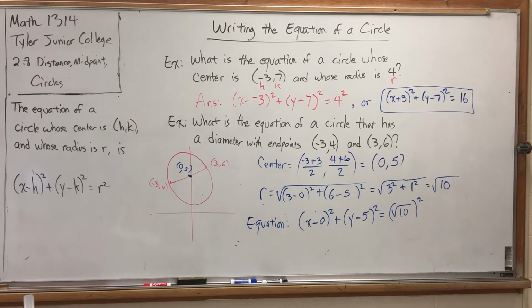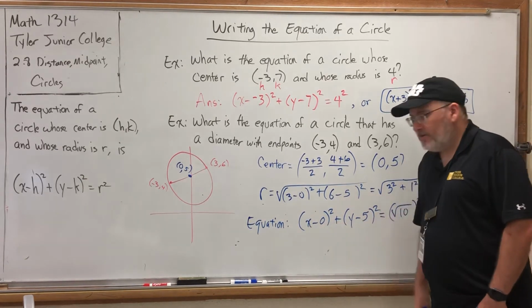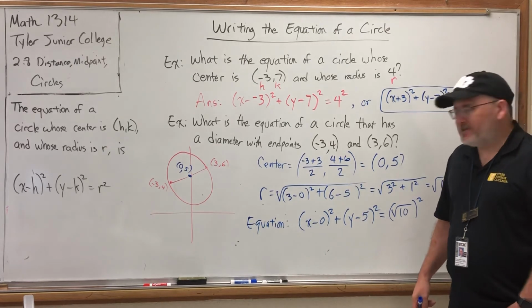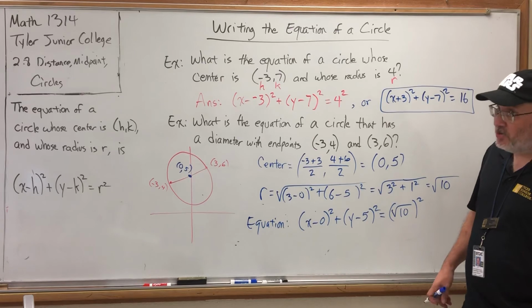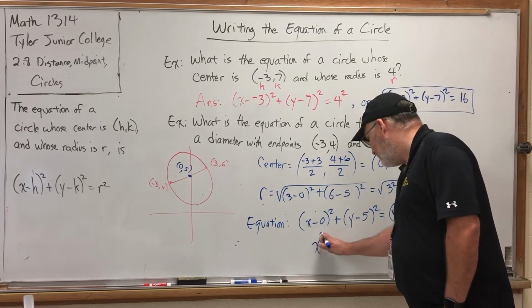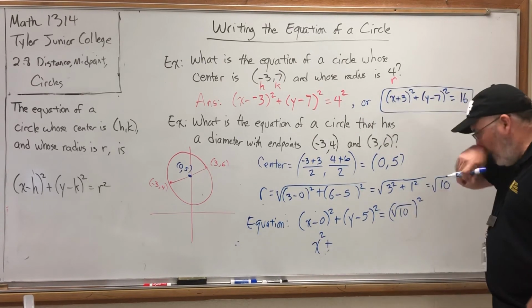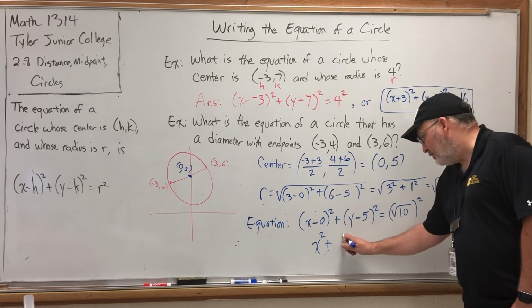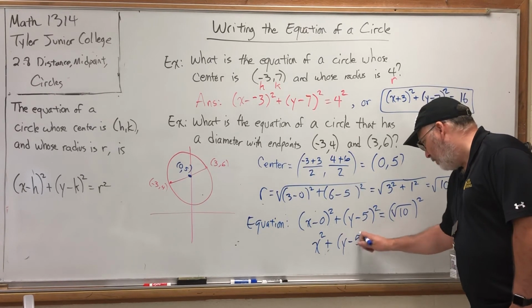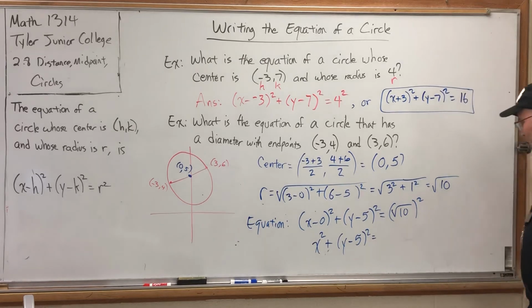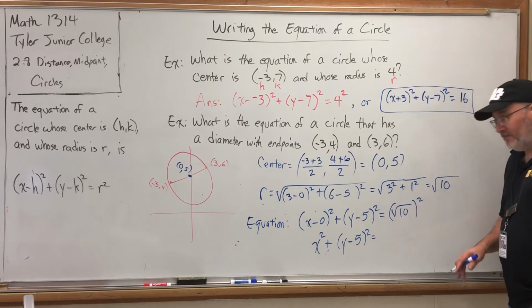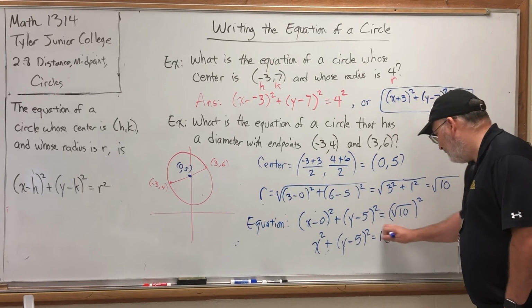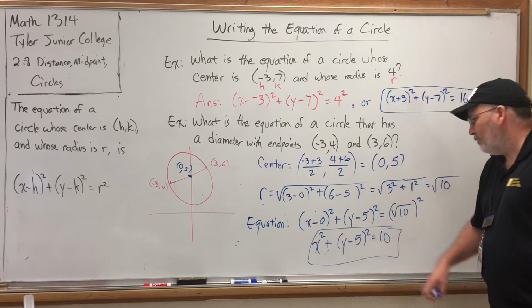Let's clean this up. There are no double negatives on the left. However, I have x minus 0. x minus 0 is just x. And because that will collapse down to a single term, the parentheses on the x are no longer necessary. So x squared plus. For the second parentheses, there's nothing to do there, so leave it alone. y minus 5 squared. But guess what happens over here? The square root and the square cancel. Leave me with 10. And there's the equation of our circle.